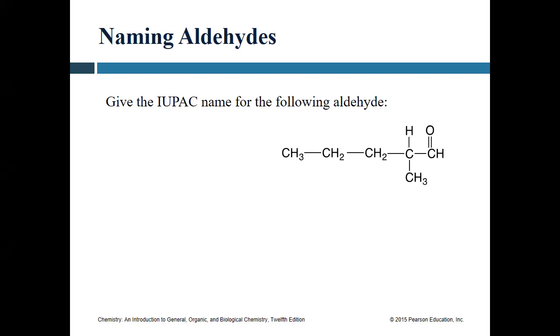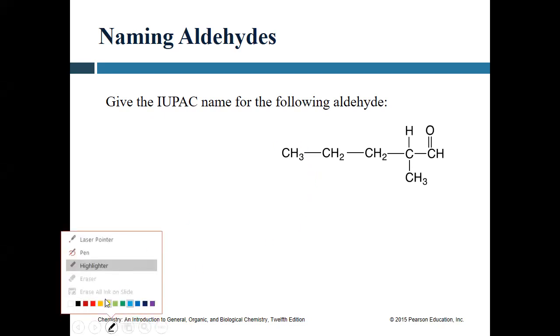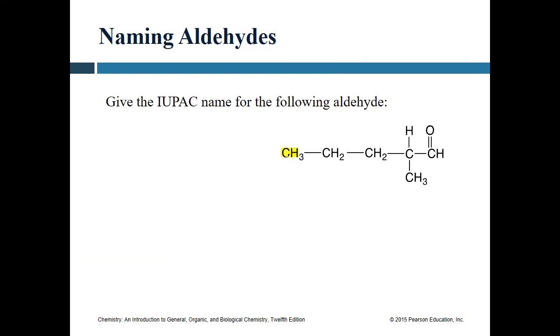Okay. Now, what do we do with a problem like this? Give the IUPAC name for the following aldehyde. Well, we handle it the same way we always have. Start with that longest chain, recognize that we have an aldehyde here, and we're going to start from there, and then we'll see if there's anything else on the side. So I'm going to break out the highlighter here again. Here's my longest chain.